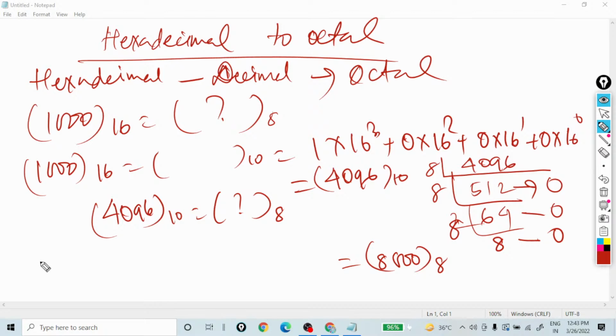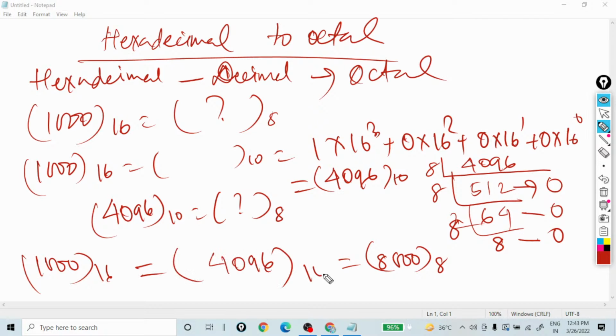So hexadecimal 1000 is equal to 4096 decimal is equal to 10000 octal. So this is how you can convert hexadecimal to octal. So first you have to convert hexadecimal to decimal, then you have to convert decimal to octal, right? I am erasing it.